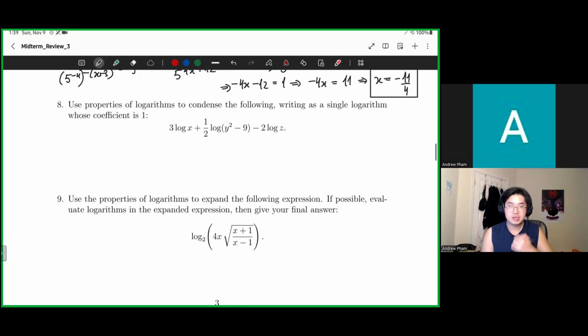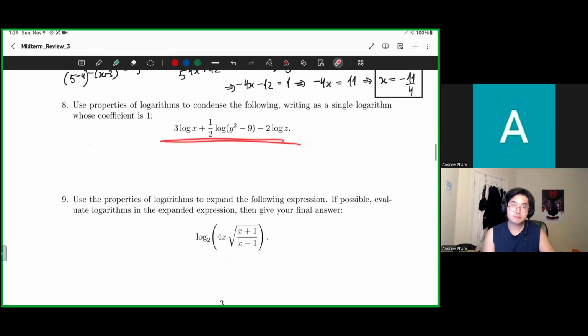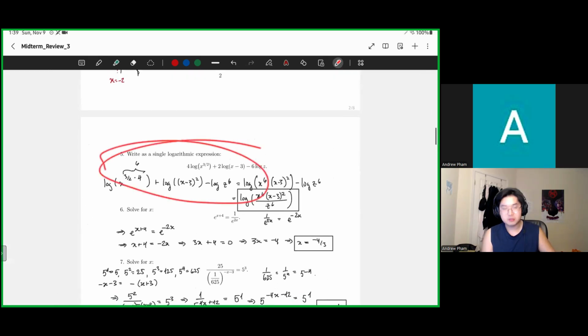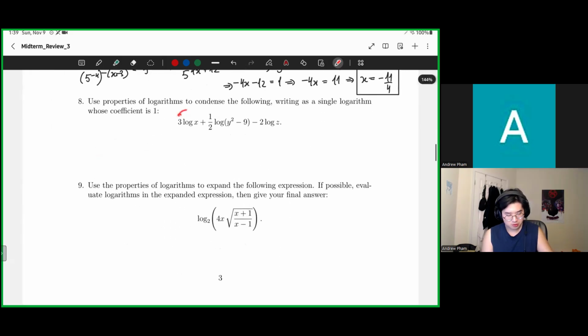Okay. 8. I want to condense this expression as so. So again, this is simply going to be a variation of what you saw up here for number 5. We're going to be using the power rule to put those coefficients in front of from back up in the exponent, not up front, and then smush everything together using the product and quotient rules.